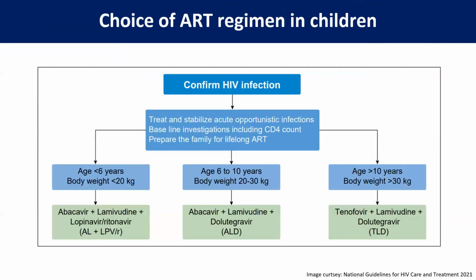So, choice of regimen, to summarize: children less than 6 years, less than 20 kgs, abacavir, lamivudine, and ritonavir boosted lopinavir. Children between 6 to 10 years, body weight between 20 to 30 kgs, abacavir, lamivudine, and dolutegravir. Children more than 10 years and more than 30 kgs, tenofovir, lamivudine, and dolutegravir.